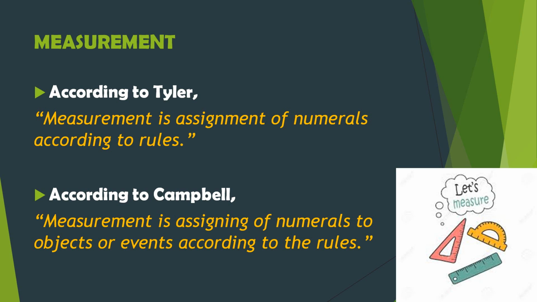So when we talk about measurement, as it is said in these definitions, it is simply assigning numerals or numbers to an attribute or event. And this is done according to a rule. According to Campbell, measurement is assigning of numerals to objects or events according to the rule. So more or less both definitions say that it is simply the assignment of numerals that is known as measurement.